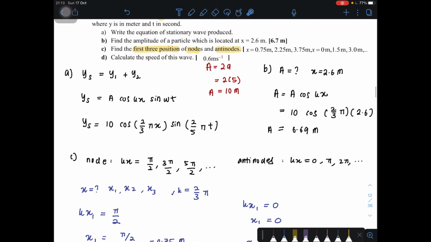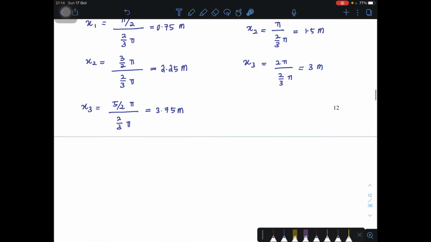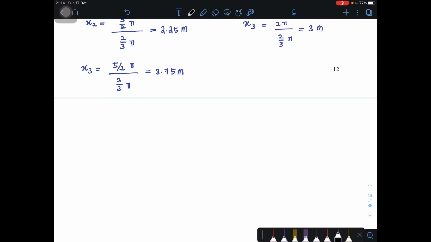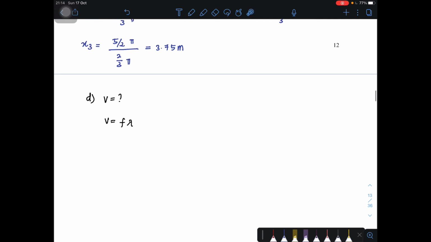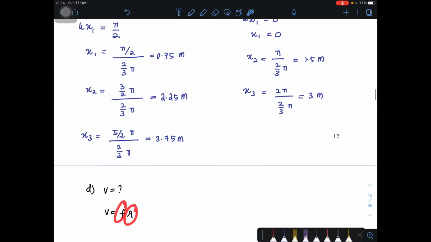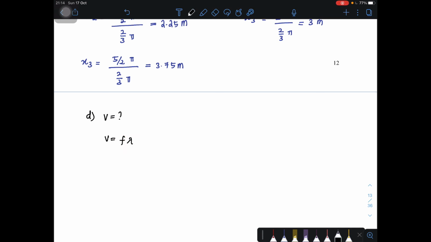Okay, so last one, calculate the speed of this wave. So we want to find the value for v. And then formula for v adalah f lambda. So we need to find f and lambda first. So daripada mana kita dapatkan f dan lambda? Can get it from the value for k, di mana k adalah sama dengan 2 pi over lambda. So lambda here would be 2 pi divided by 2 over 3 pi, which is equal to 3 meter.